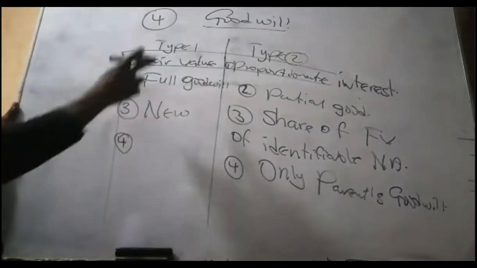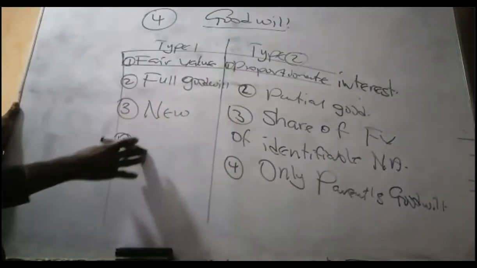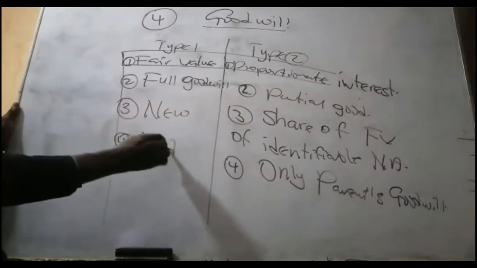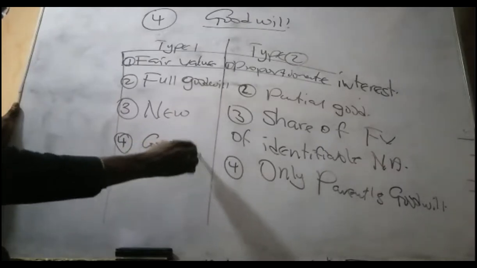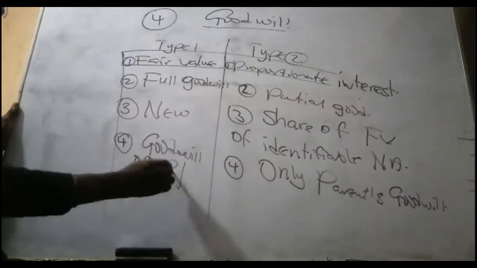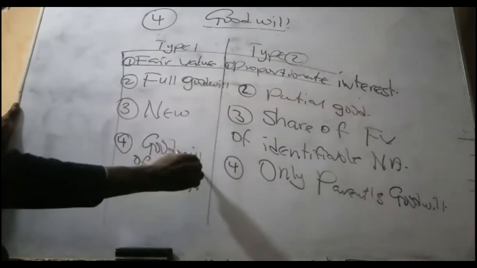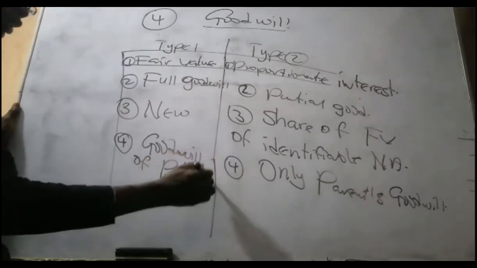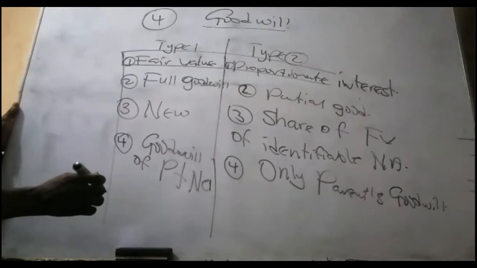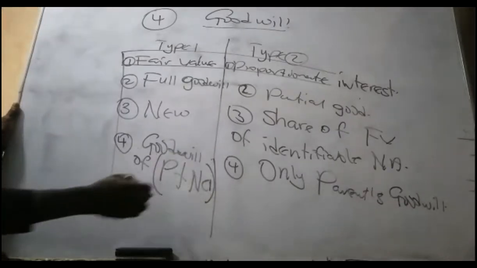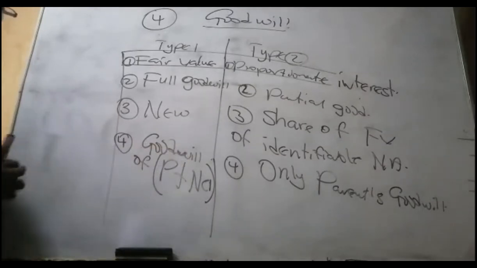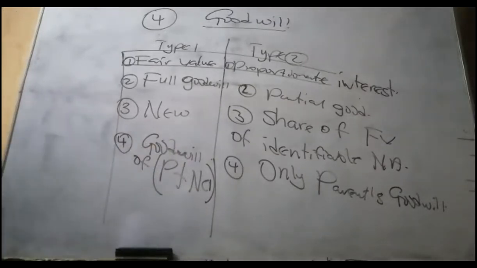The fair value is for both. The only parent goodwill is for that of the proportionate method. With type 1, the fair value model, the goodwill is that of the parent plus the subsidiary, the goodwill of the parent and the goodwill of the NCI. So take notes of that. That's all. So now we know goodwill.